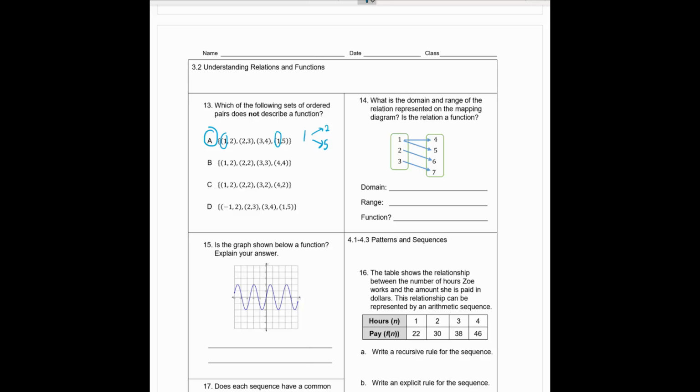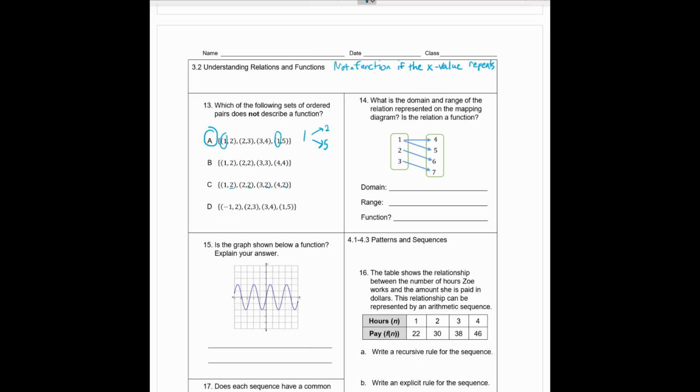So in this case, A was our answer because that's the one that doesn't work. The rest of these are all okay. And notice it doesn't actually matter if the y value repeats. All we care about is the x value repeating. So not a function if the x value repeats. And that is specifically with points that helps us.